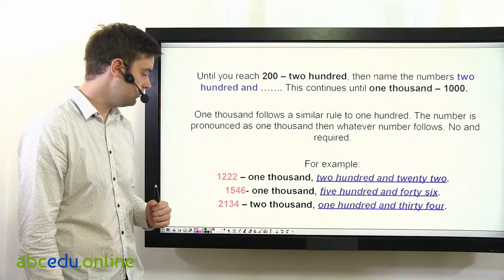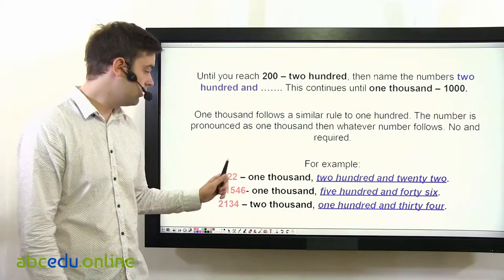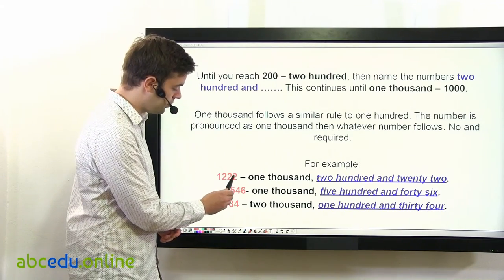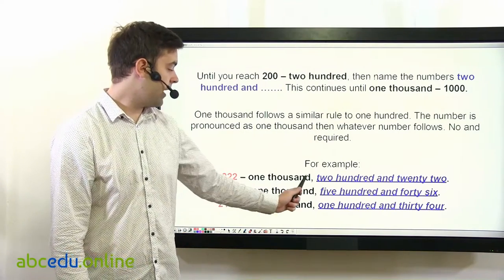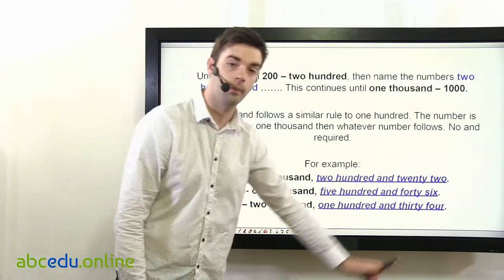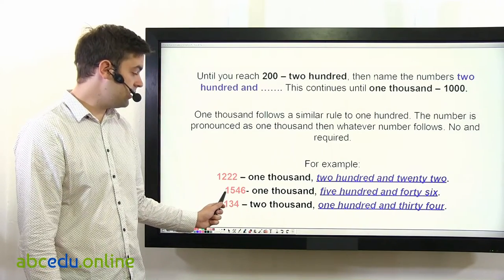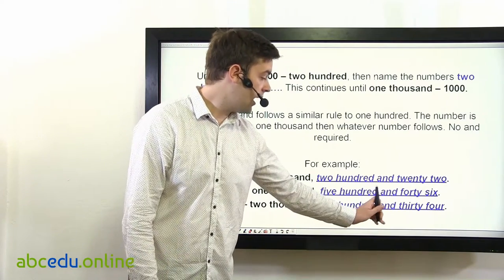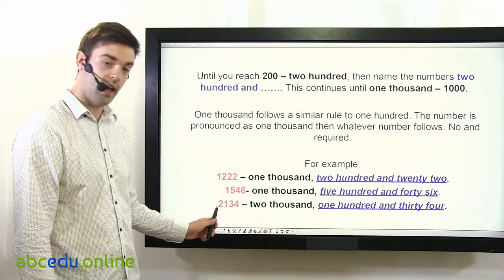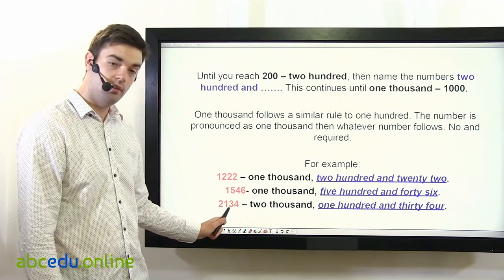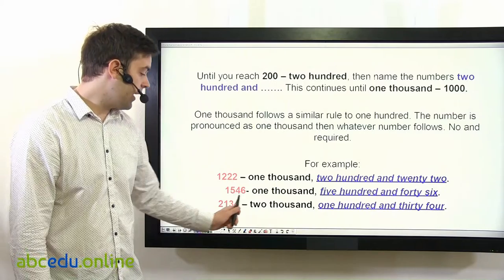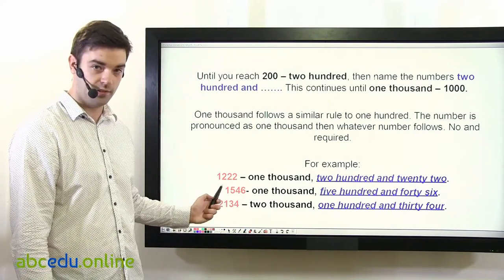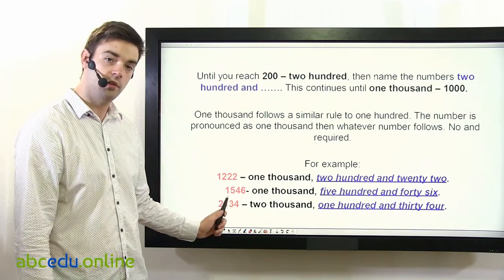So let's have a look. We have 1,222. So let's split it up. 1,222. This one, we have 1,546. This one, we have 2,134. So, 1,222, 1,546, 2,134.